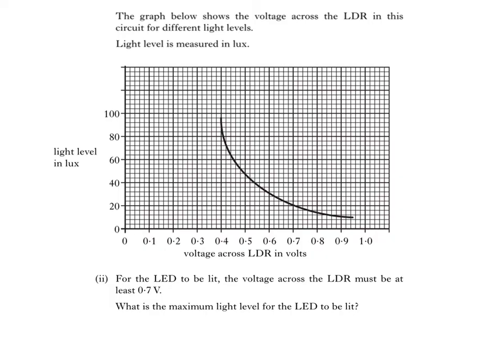All we have to do here is draw a line upwards from 0.7 volts on the x-axis until it hits the line, then horizontally along to the y-axis. So you can see the voltage across the LDR is 0.7 volts when the light level is 20 lux. You might see from the graph that if the light level increased above 20 lux, then the voltage across the LDR would decrease and the LED wouldn't light. This is why we're being asked for the maximum light level for the LED to be lit.